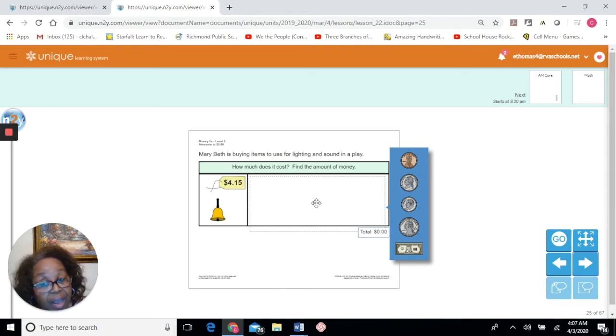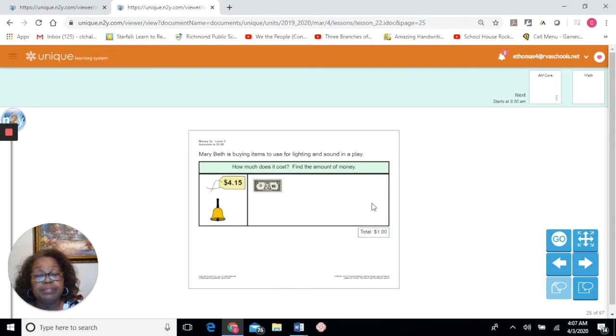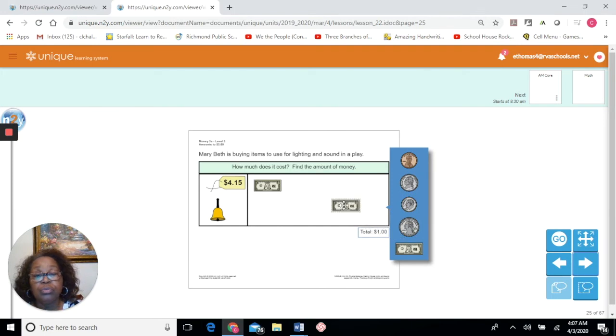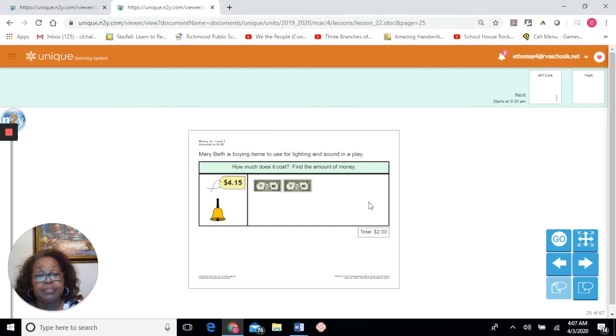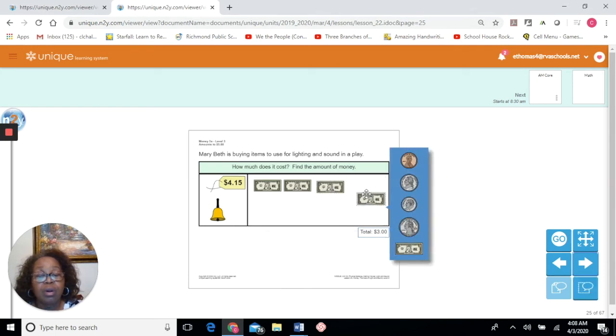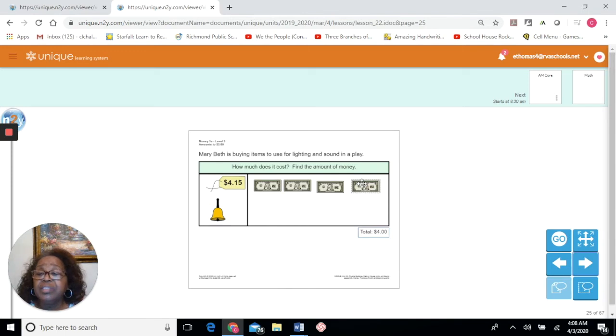We're going to start with our highest value, which would be the dollars. Let's get 4. 1, 2, 3, 4. Excellent. How much cents? Everything on the right side of the decimal point is less than a dollar, and that value is 15 cents.